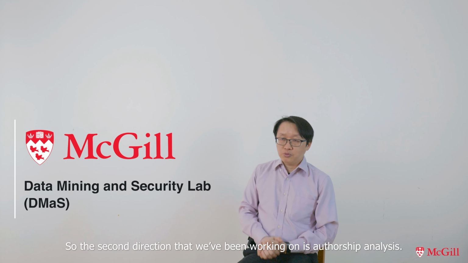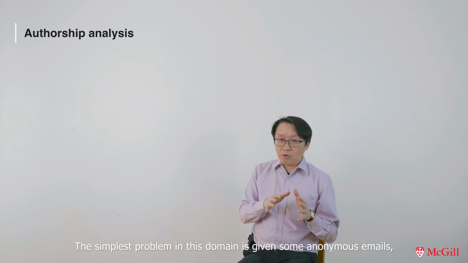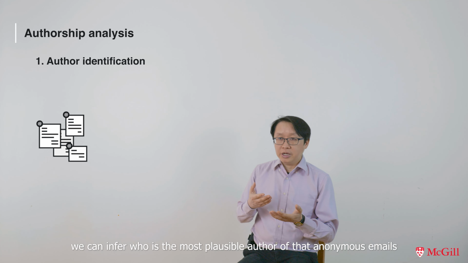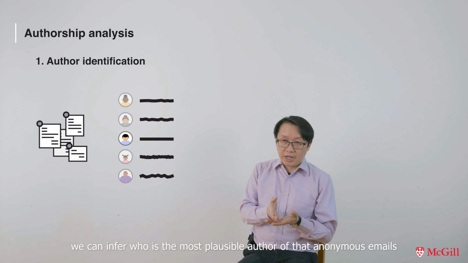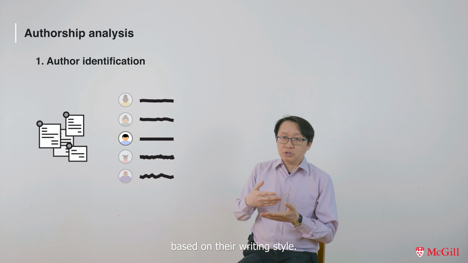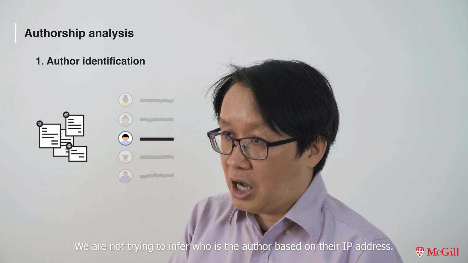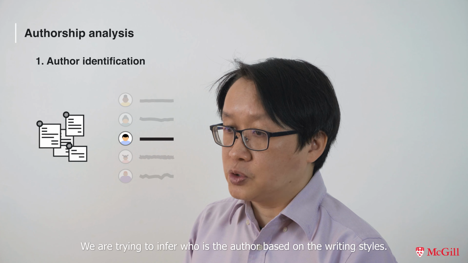So the second direction we have been working on is authorship analysis. The simplest problem in this domain is that given some anonymous email, we can infer who is the most plausible author of that anonymous email based on the writing style. We are not trying to infer who is the author based on the IP address. We are trying to infer who is the author based on the writing styles.